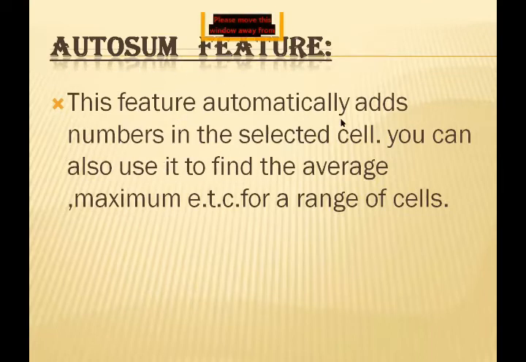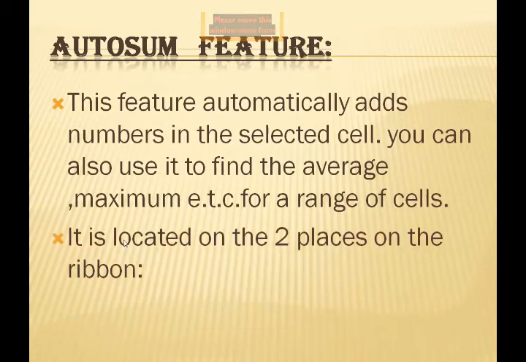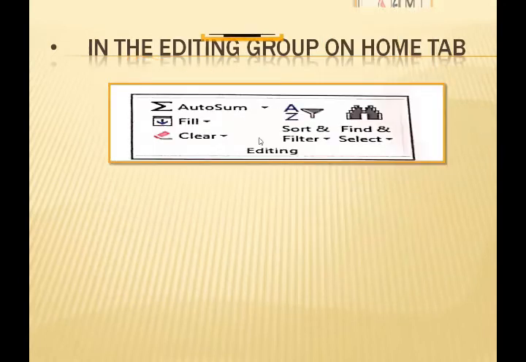This feature automatically adds numbers in the selected cell. You can also use it to find the average, maximum, and so on. Average, maximum, minimum, count: these are all functions available with the auto sum feature. The auto sum feature is located in two places on the ribbon. The first is in the editing group on the home tab. This is the editing group, and this is the auto sum feature.